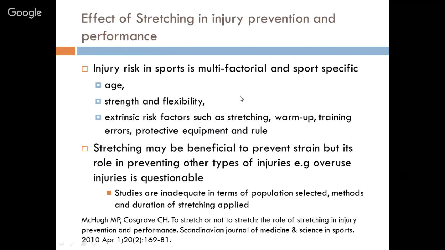But we need to understand why it says so. Just as I pointed out, the injury risk is multifactorial. There are so many other factors contributing to injury. So if you're addressing only one factor, which is flexibility, and expecting that that will reduce injury, it doesn't fit theoretically. So probably that may be the reason why it hasn't actually been shown. Using stretching specifically to reduce injury is not supported by research.